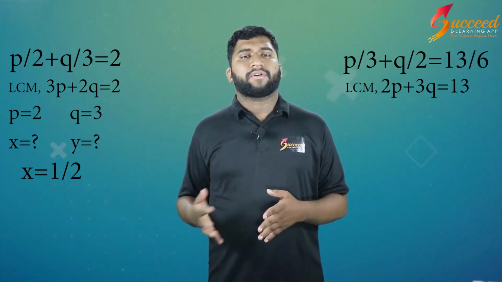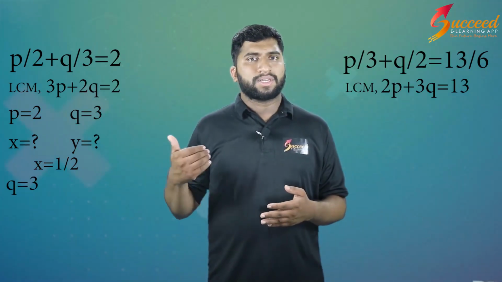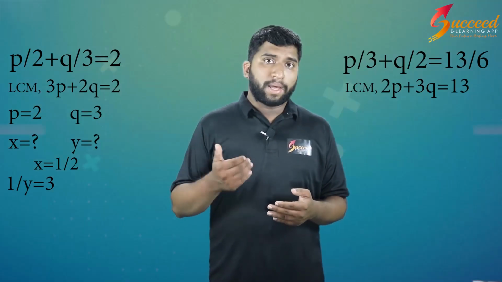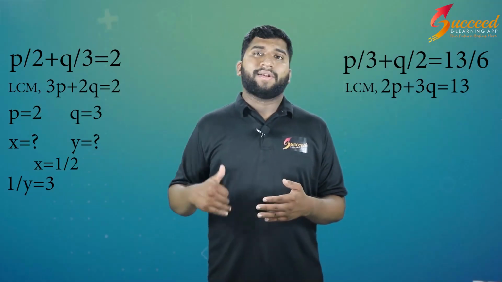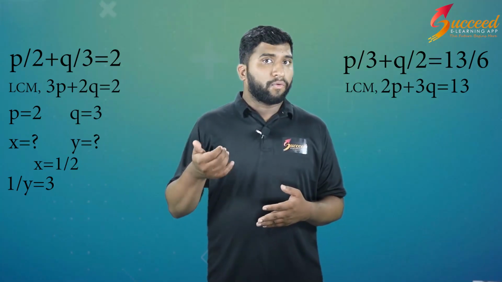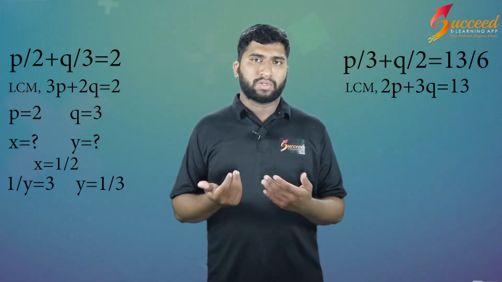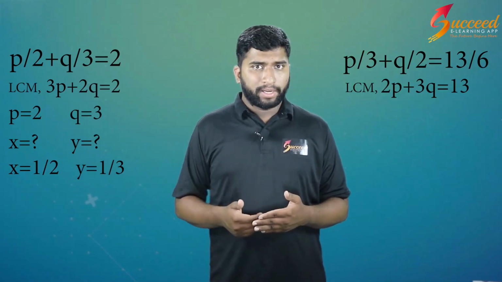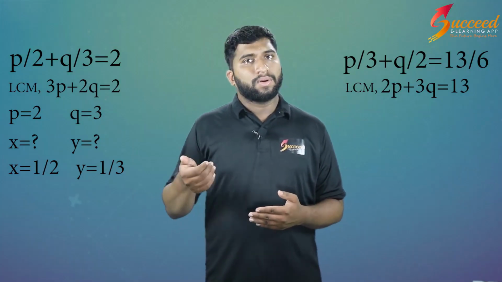Similarly, consider y. We got the q value equal to 3, and q is nothing but 1 by y. So 1 by y is equal to 3. Now take the reciprocal, you get y is equal to 1 by 3. So here our x and y values are x is equal to 1 by 2 and y is equal to 1 by 3.